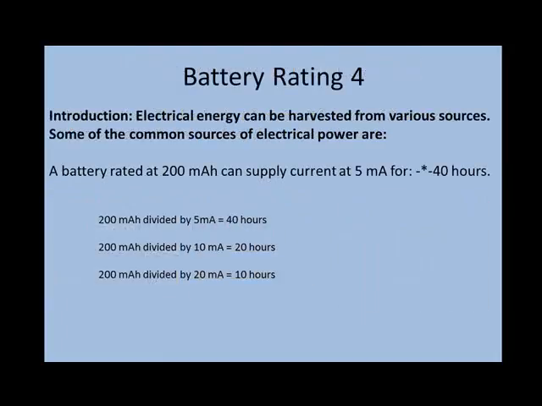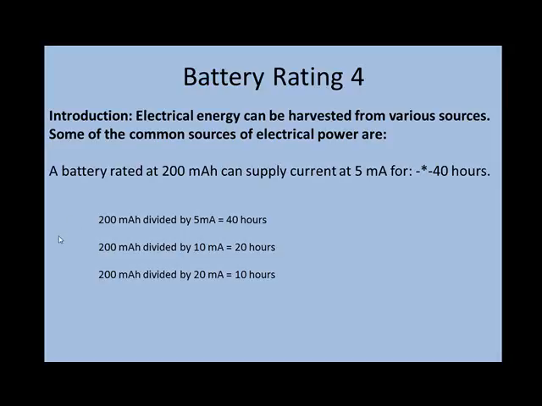Okay. So let's talk a little bit about battery rating situations here. Let's just say that we have a power supply based on a limited storage device, which is a battery, and the rating of that battery is 200 milliamp hour. And that particular 200 milliamp hour battery supply can supply 5 milliamp of current for 40 hours. How do I figure that out? Easy. 200 milliamp hour divided by 5 milliamp, which is the required current. When you divide that, it is 40 hours.